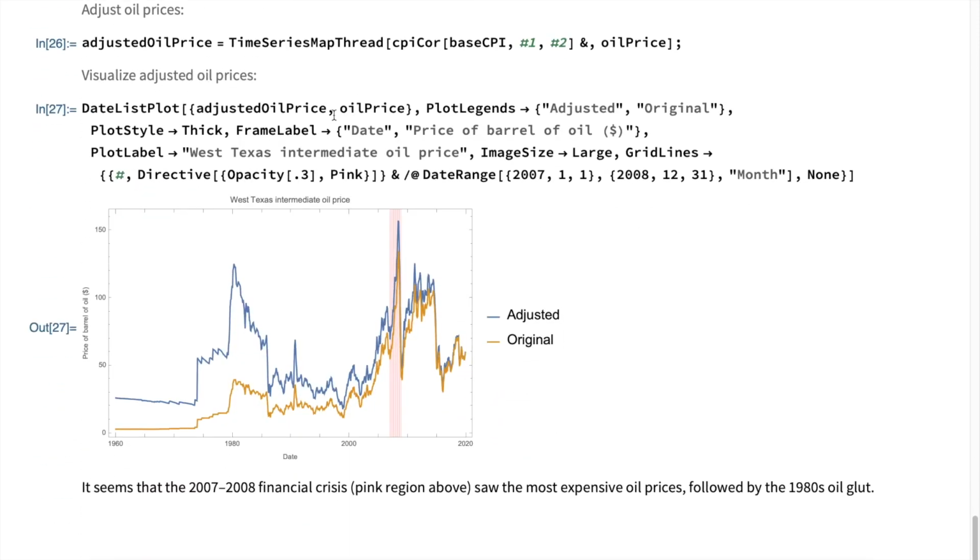Now we can visualize both the adjusted oil prices and actual oil prices using DateListPlot. We see the highest values happen in the 2007 to 2008 financial crisis, followed by the 1980s oil glut. I encourage you to explore this data for more countries and further investigate other measures of inflation.